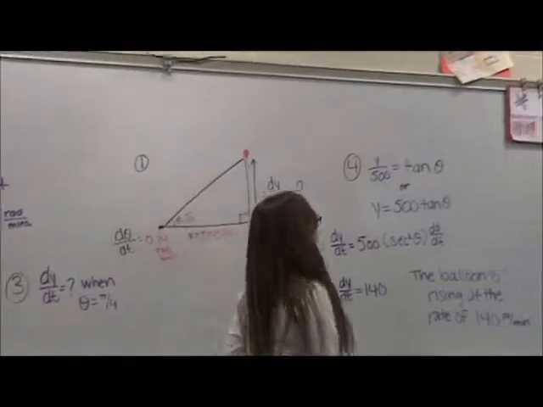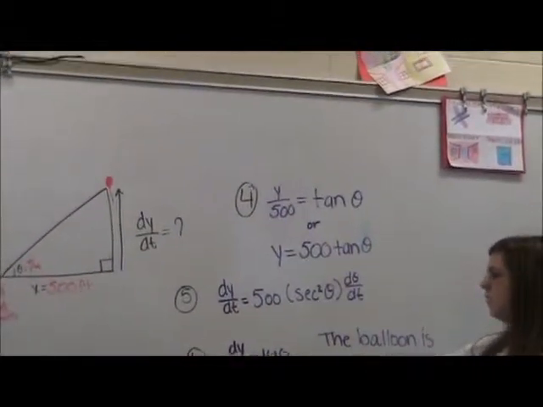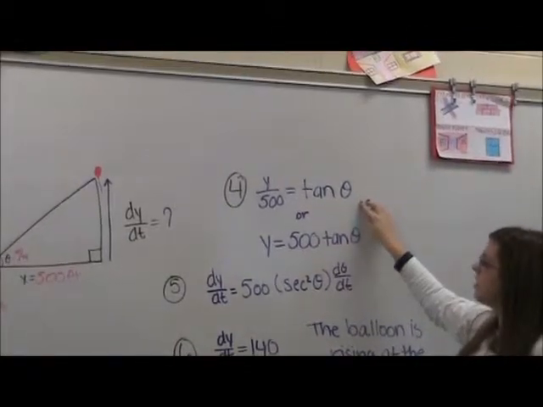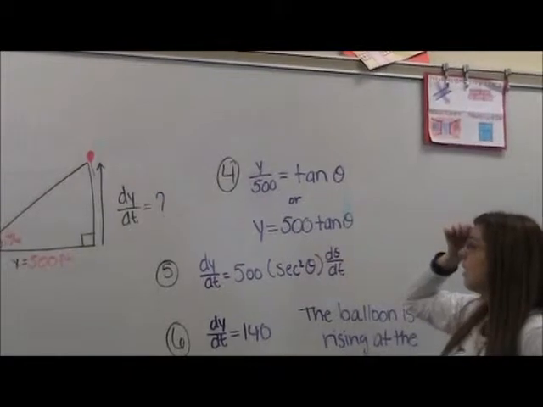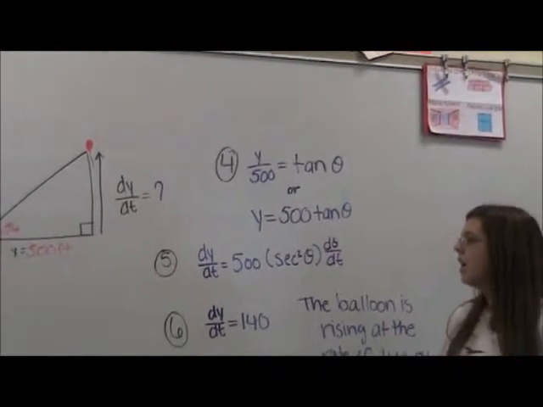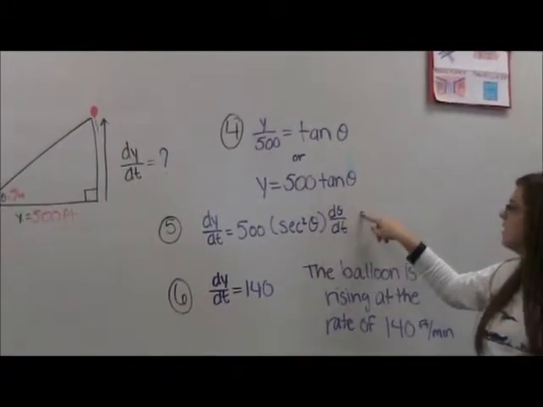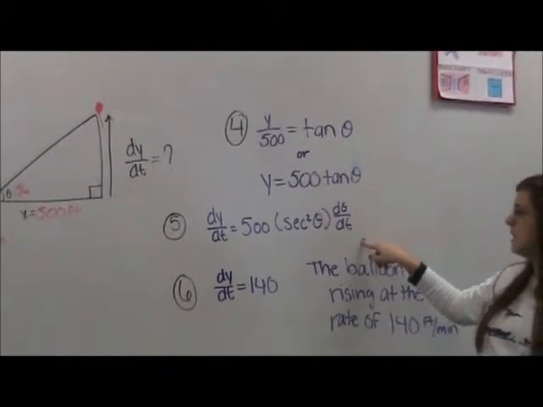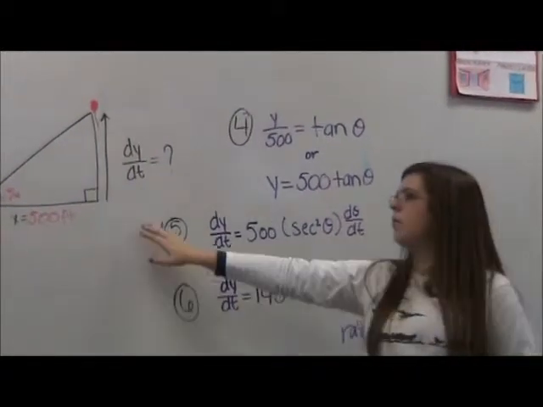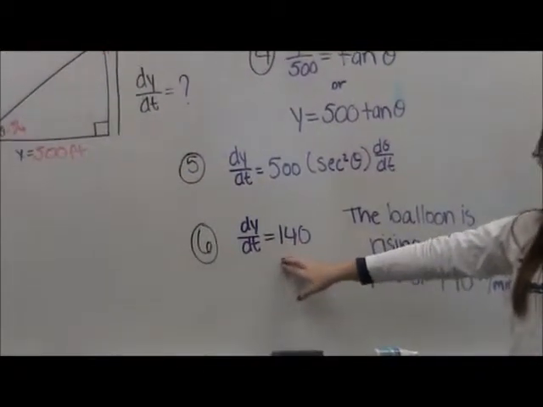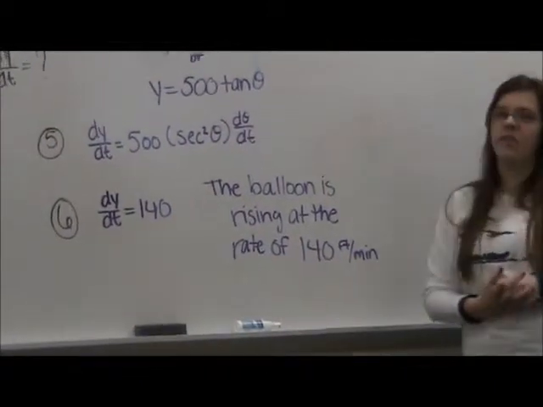And then we figured out that to find the rate, you need to use the tangent of theta equals y over 500, which turns into y equals 500 tangent of theta. You take the derivative, which turns into 500 secant squared theta times d theta/dt, with respect to time. And then we plug all of our variables in, and you get dy/dt equals 140, and then you interpret, so the balloon is rising at the rate of 140 feet per minute.